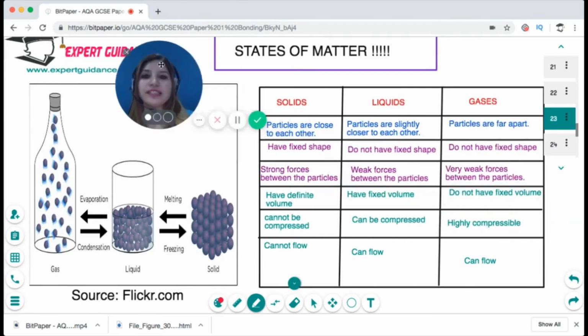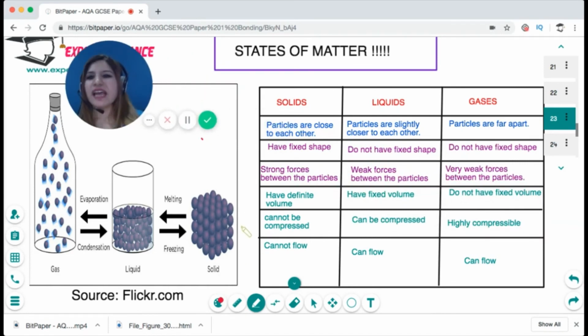Now, there are 3 states of matter, which are in your syllabus. I think you must have remembered from your key stages. In solids, particles are closer together, have fixed shape, strong forces between the particles, definite volume, cannot be compressed and cannot flow. On the other hand, liquids are slightly further apart, do not have fixed shape, there are weak forces between the particles, have fixed volume, can be compressed slightly and can flow. And gases, the particles are far apart, do not have fixed shape, they have weak intermolecular forces, do not have fixed volume, highly compressible, and can flow.